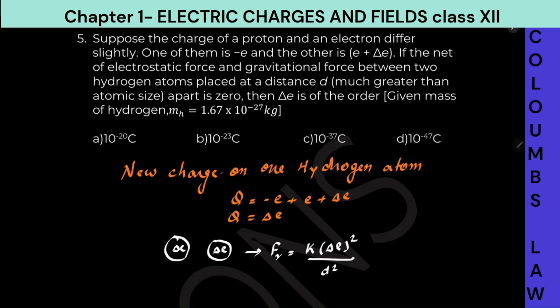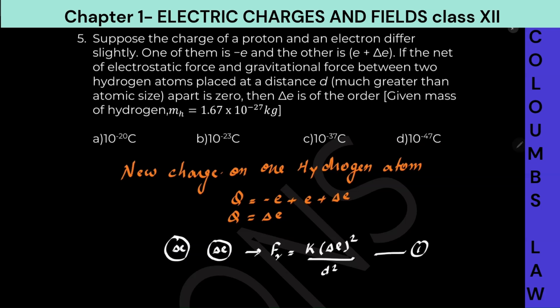Now they have mentioned that the net of electrostatic force and gravitational force between the two hydrogen atoms is placed at a distance d. So both have the same separation, for gravitational as well as electrostatic.